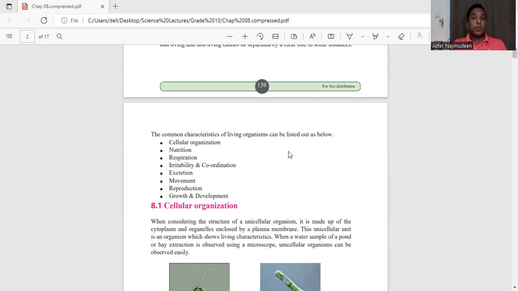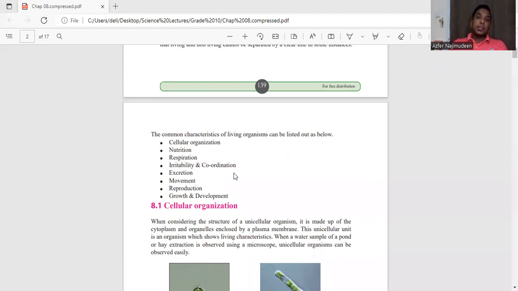So for them to survive, they need nutrition. So they produce food, or else they take food from outside, and they absorb, I mean, they take in the relevant nutrition to their body. So that is also a characteristic of living organisms. So the third one is respiration. So all the living organisms, they respire, they breathe in, they breathe out. So they inhale oxygen and they exhale carbon dioxide. So this process is called respiration, which is also a unique characteristic of living organisms.